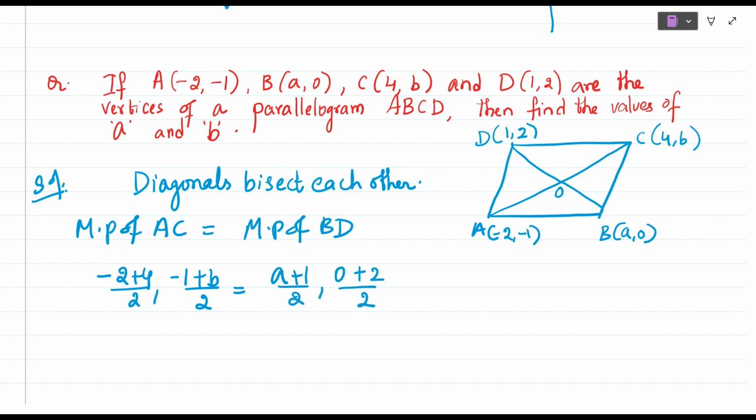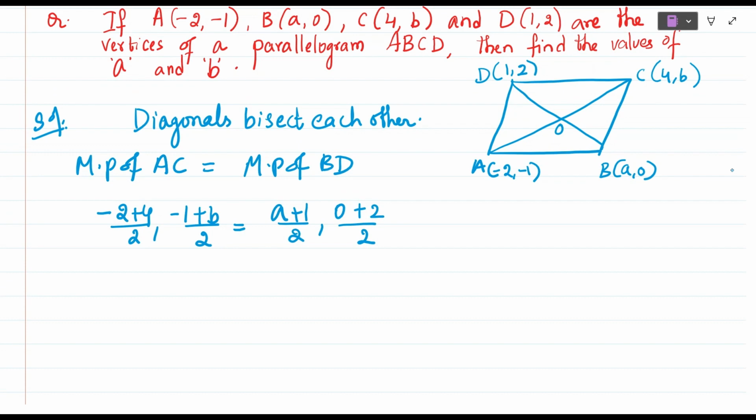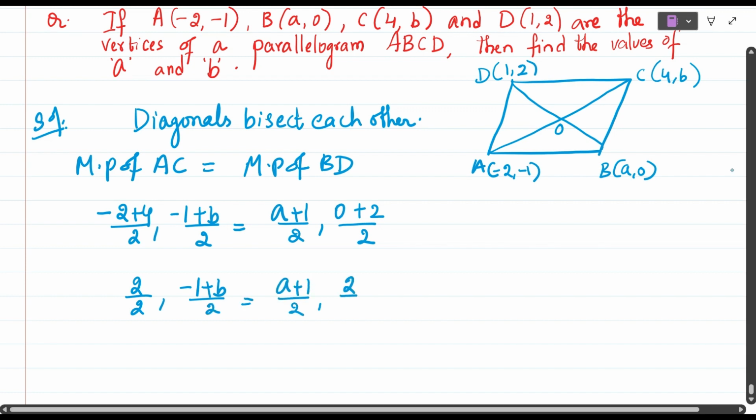Now solve, students. Minus 2 plus 4 gives 2, by 2 gives 1, comma, (minus 1 plus b)/2, as it is, is equal to (a plus 1)/2 as it is, and 2 by 2. This becomes 1 comma (minus 1 plus b)/2 is equal to (a plus 1)/2 comma 1. So what we have to do, students? Just equate the coordinates of x and y. You will get the values of a and b.